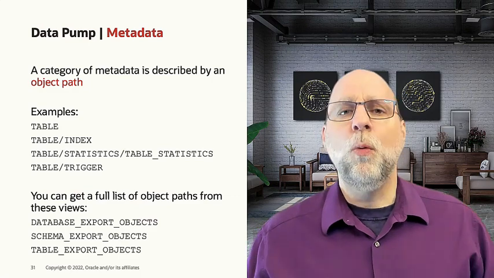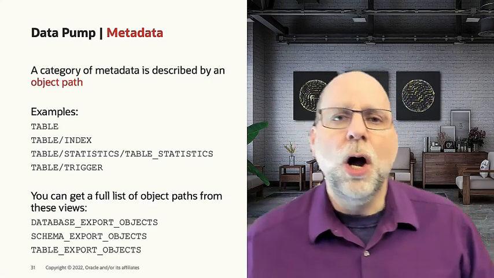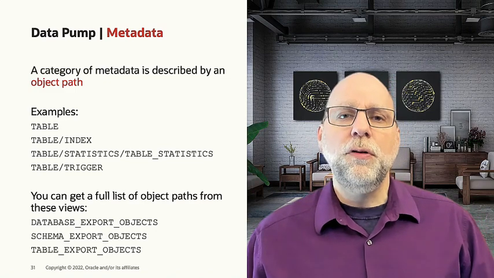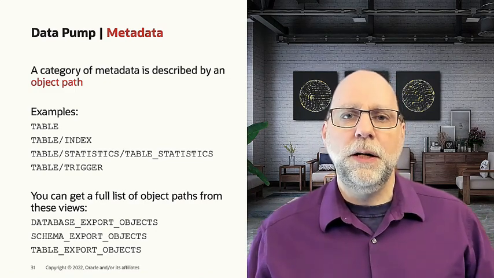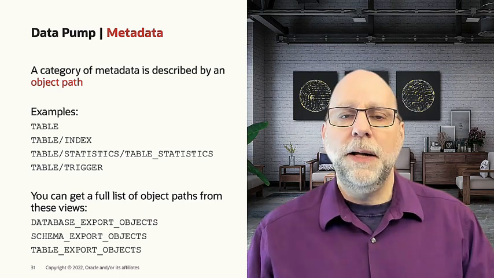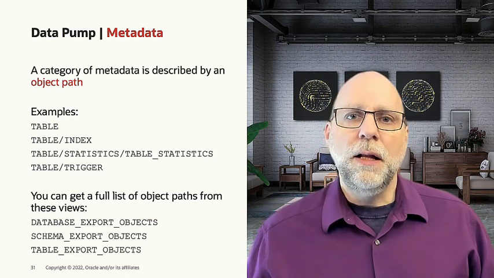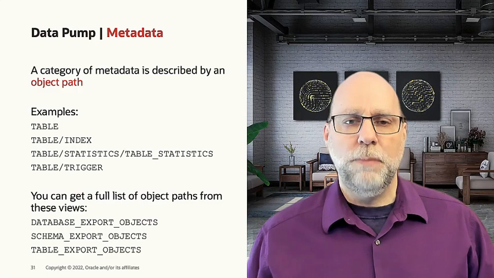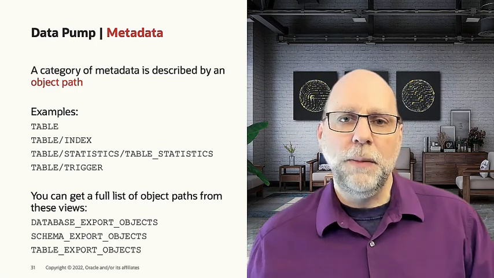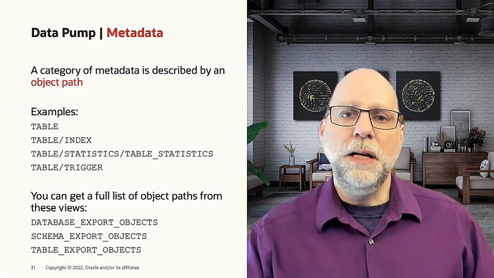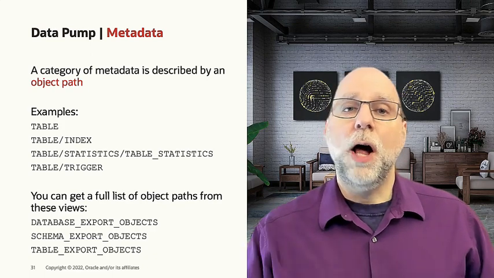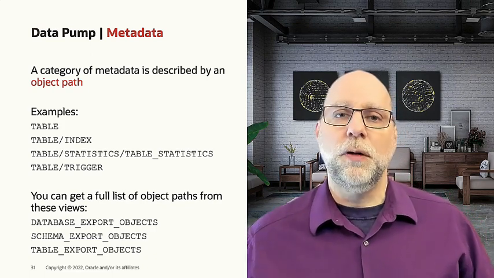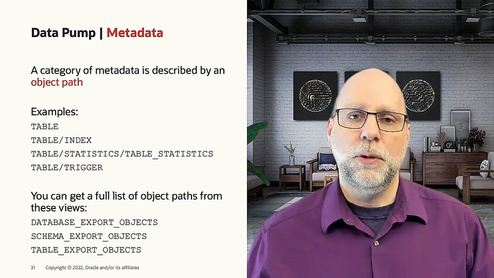If you're wondering about what all these object paths are, we actually have some system views that you can access to get a full list of every kind of metadata that you can access using the metadata API. Now, that list of information will vary based on whether you're doing a full database export or import, a schema job, or just working on a few tables. Because, for example, audit policies only exist at the full database level, not at the table level.